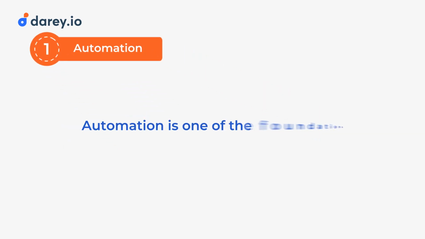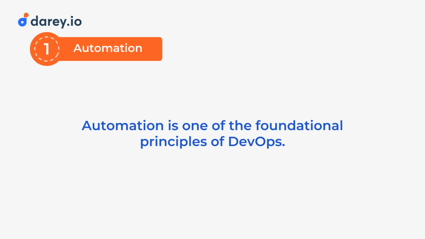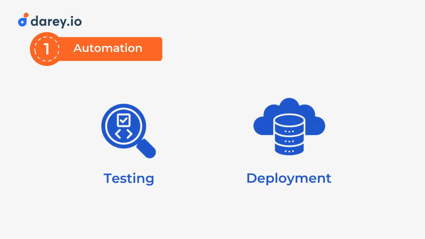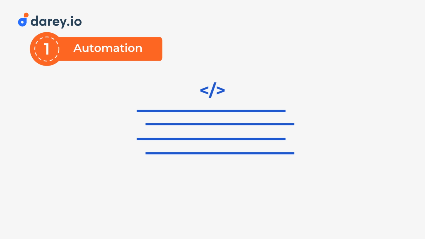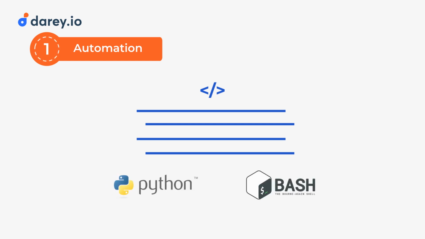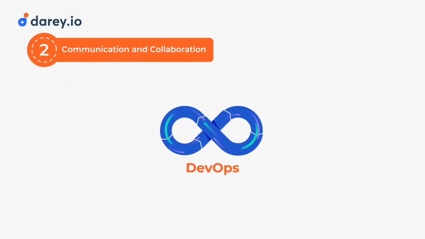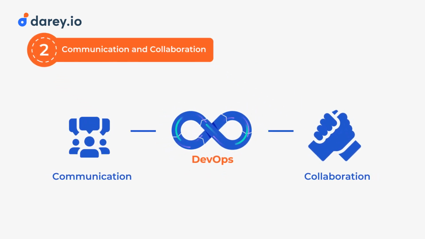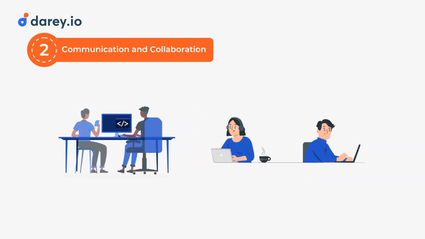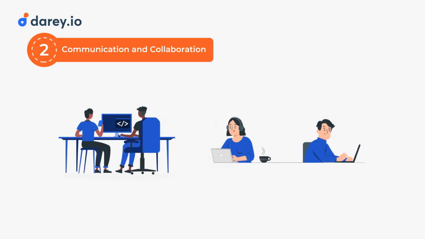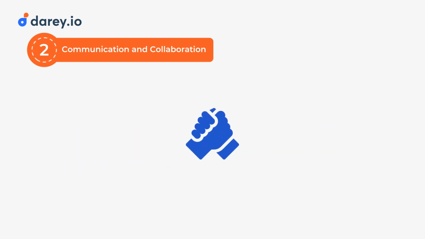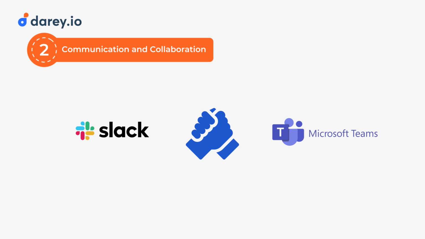Automation. Automation is one of the foundational principles of DevOps. Testing and deployment are examples of repetitive operations that can be automated to increase efficiency and lower mistake rates. Scripts can be developed in programming languages such as Python or Bash to drive automation. Communication and collaboration. Effective DevOps requires a strong culture of communication and collaboration. This indicates that all teams are pursuing the same objective and that everyone is aware of any potential problems or roadblocks. Imagine having smooth collaboration amongst your teams on Slack or Microsoft Teams.